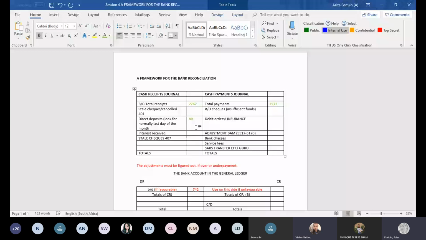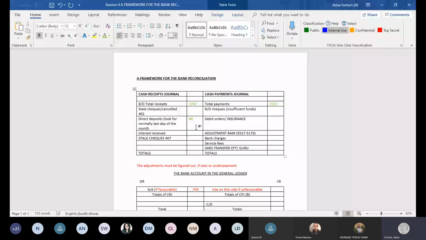Then on our statement, there's a 7 rand fee here for the checkbook. So we can put it under bank charges for 8 rand on the CPJ, cash payments journal. Okay. The 12 rand service fee, yes. And then on the debit order, we've got 100 rand. Okay, and was that also for insurance? Let's leave it like that, debit order. Okay.